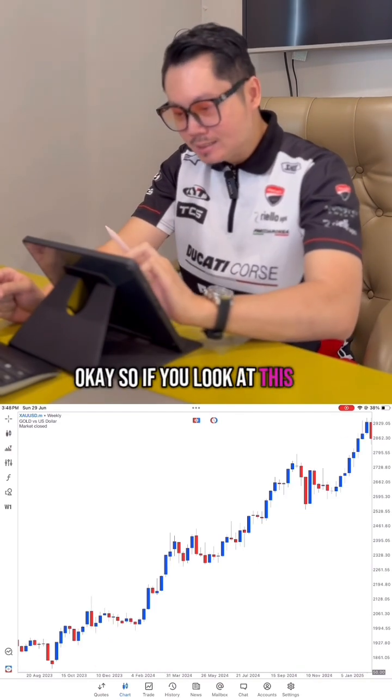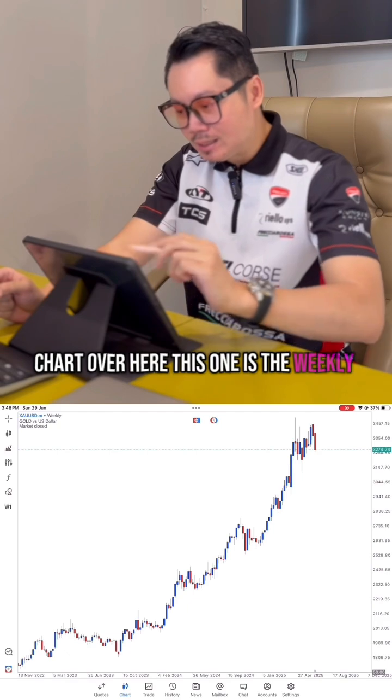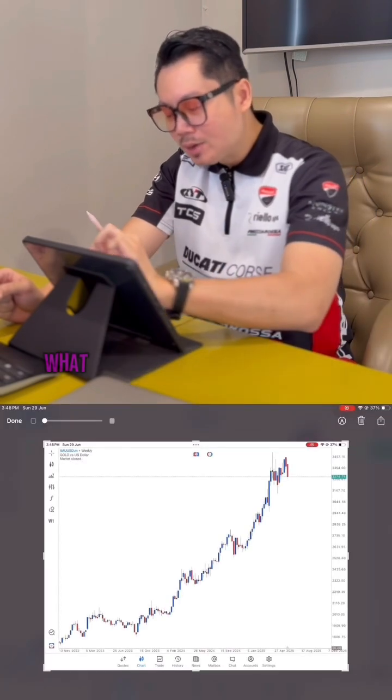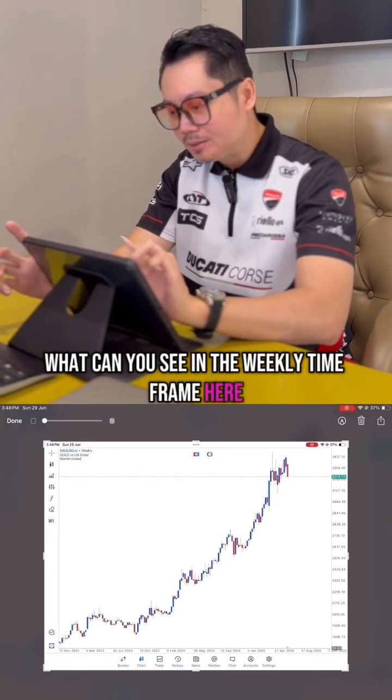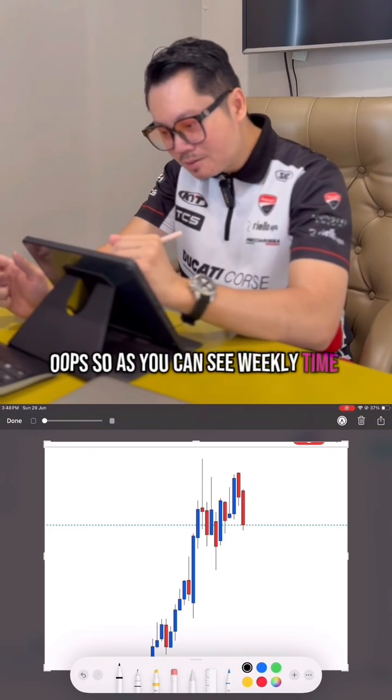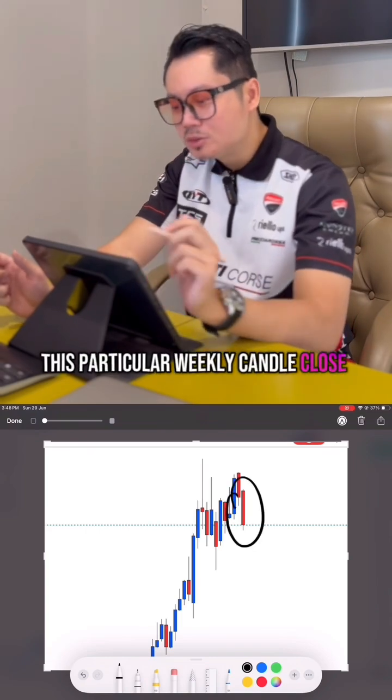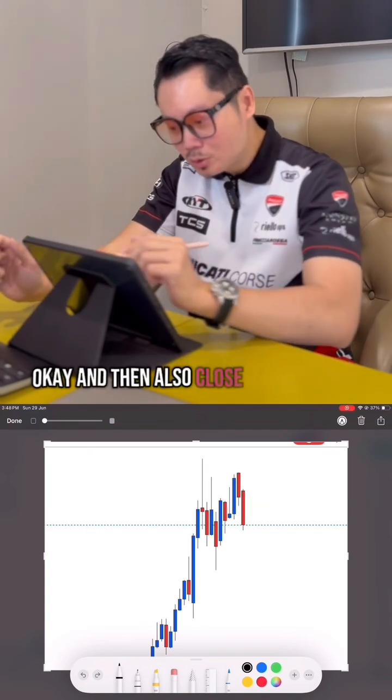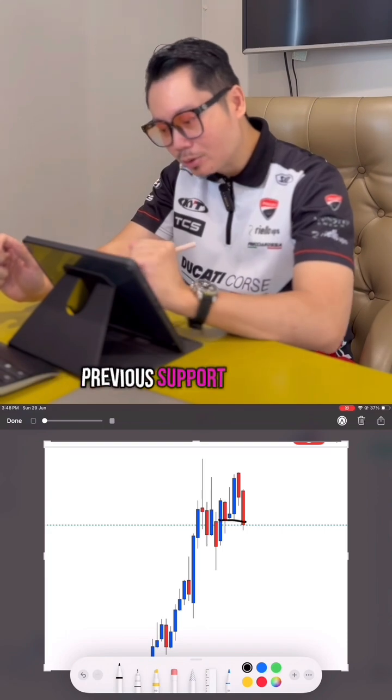If you look at this chart over here, this one is the weekly time frame. What can you see in the weekly time frame here? As you can see, this particular weekly candle closed very bearish, and also closed below this previous support over here.